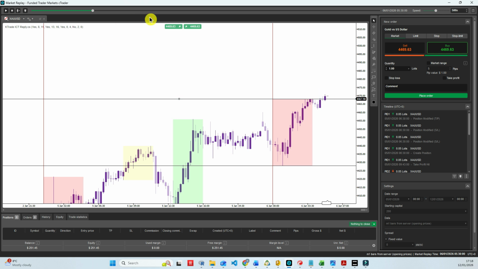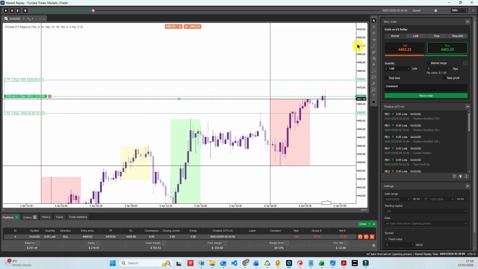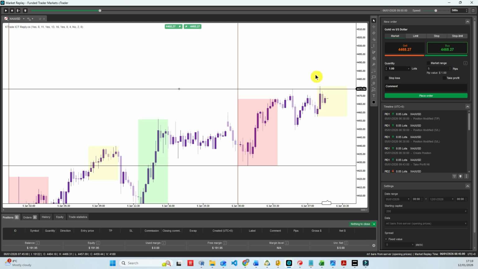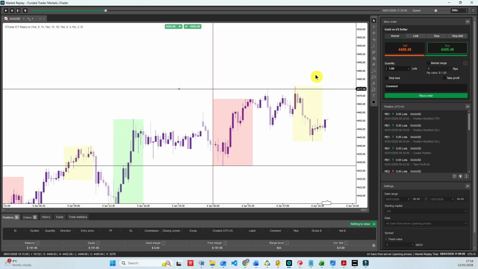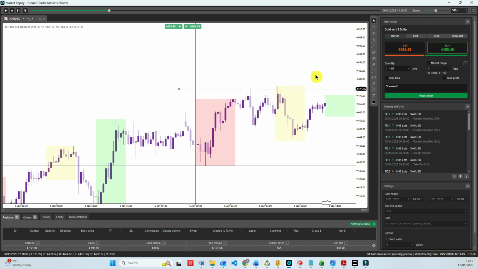We take a buy, 1:1 risk reward. Okay, cool. So let's see how this market played out. Okay, so we had a loss on this trade. The London session is done and there's no break at all of the high or low. Now we've entered into the New York session.